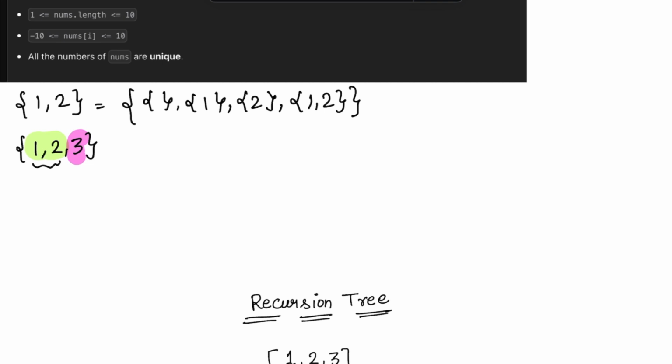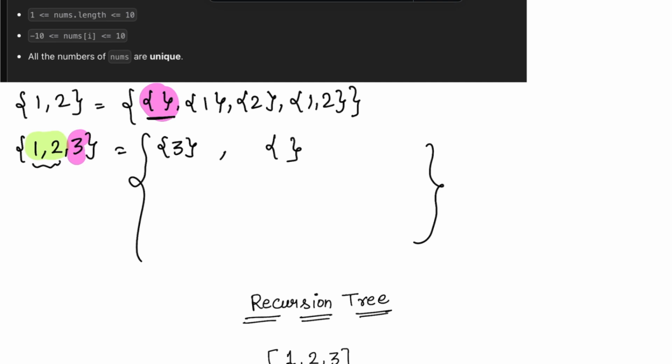Let's take this set. 3 has two options: either join this set or do not join this set. If 3 joins the empty set, the set becomes 3, and if 3 does not join, the set remains empty. Now check the other set, which contains only 1. If 3 joins this one, the set becomes 1 comma 3. If 3 does not join, the set remains 1 only.